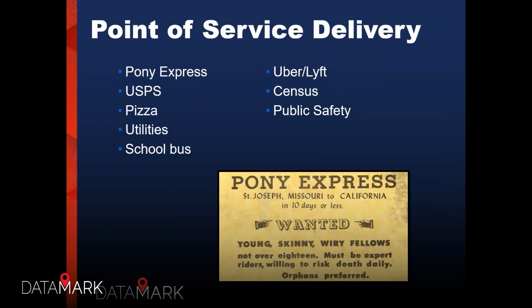As I mentioned earlier, all government services are point of service delivery, along with things like the Pony Express, the USPS, when you need that pizza, when you need a ride from Uber and Lyft. Public safety is certainly a point of service delivery, school bus pickups, etc. This Pony Express sign is a great one. It cracked me up when I found it. It says, wanted, young, skinny, wiry fellas, not over 18, must be expert riders, willing to risk death daily, just to find those places. Orphans preferred. That's pretty harsh.